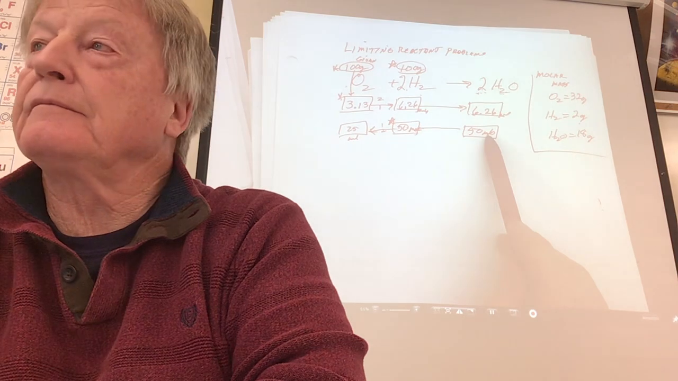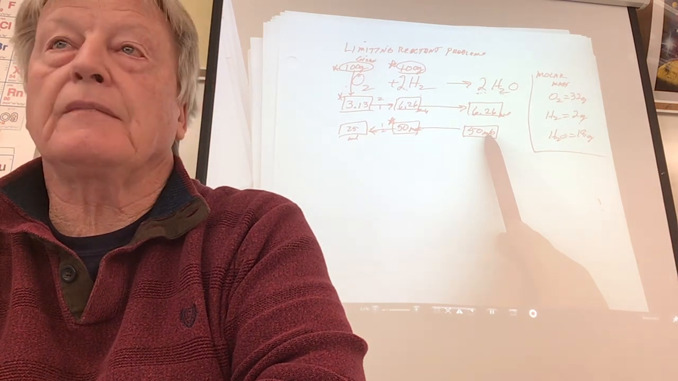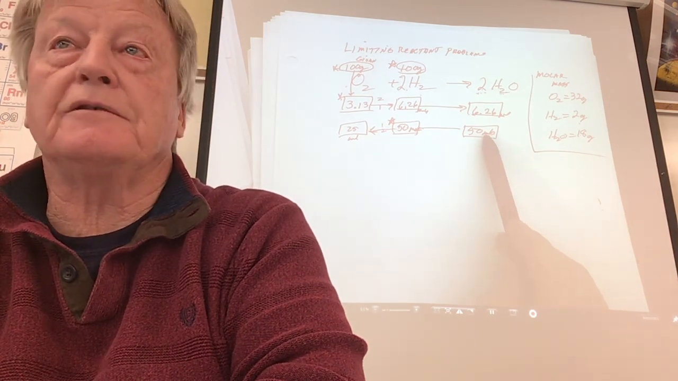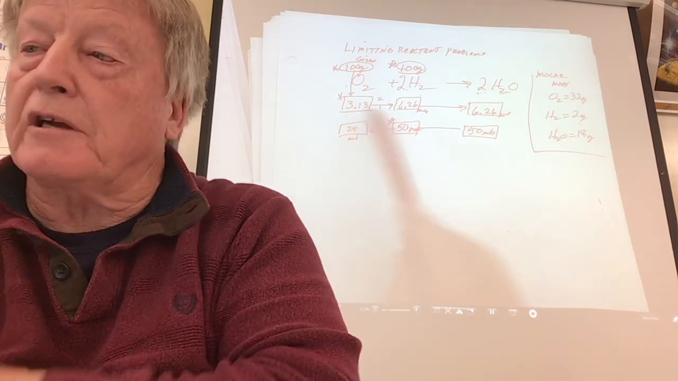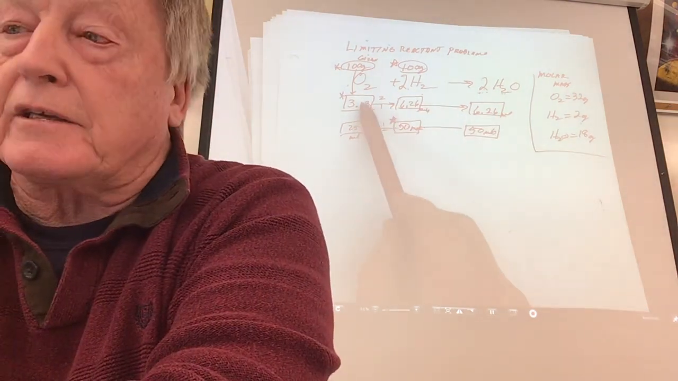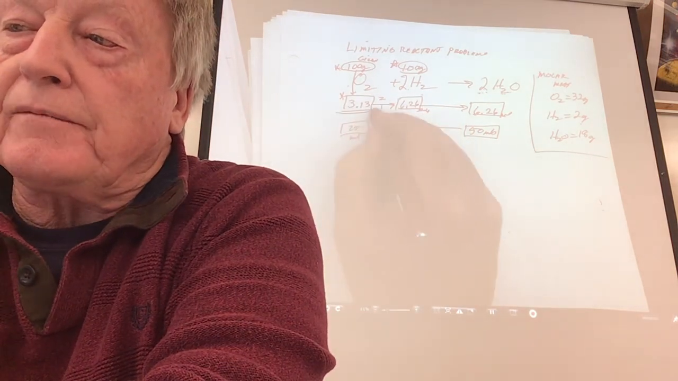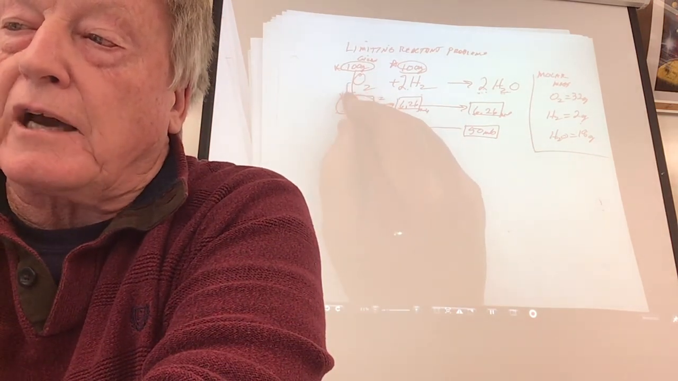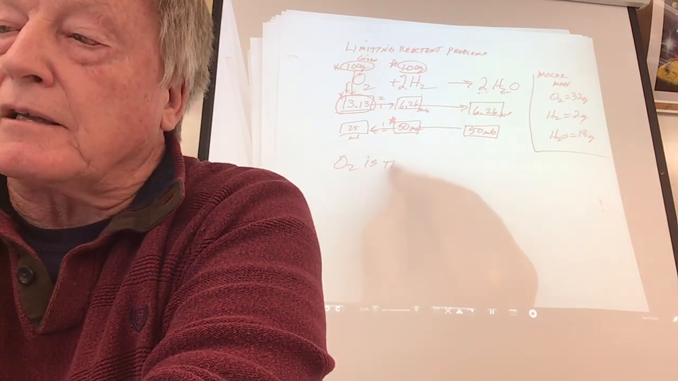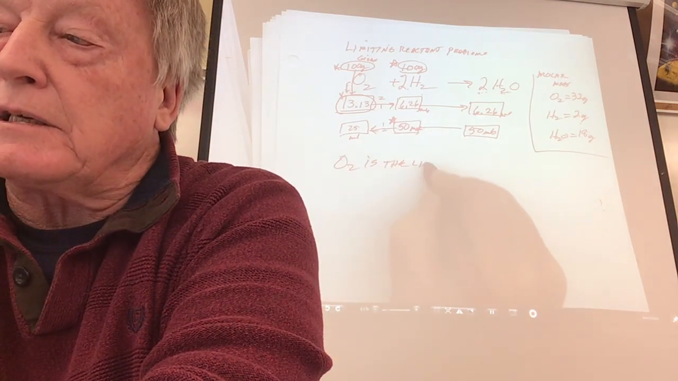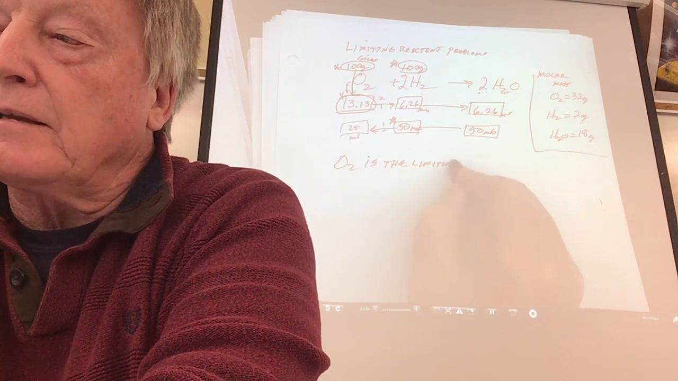That one. The other one. Are we going to make 50? No. You know what? You're going to run out of this stuff first. Look at me again. You're going to run out of this. So see this? See that right there? That belongs to oxygen, doesn't it? O2 is the limiting reactant.